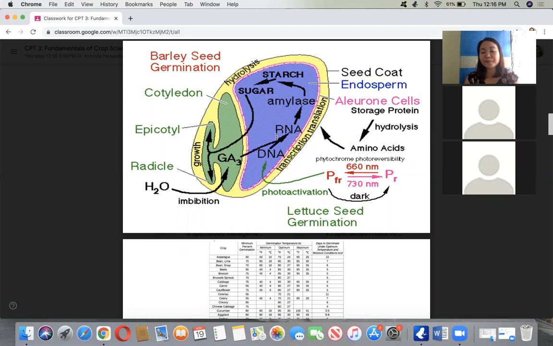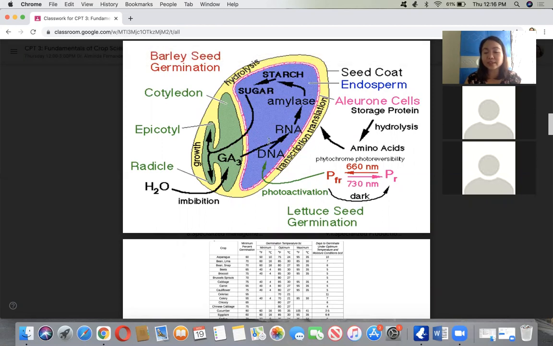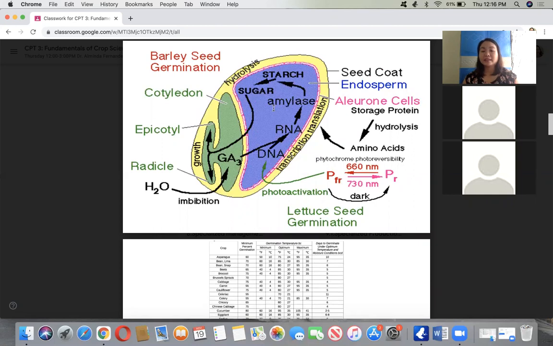So again, this is the seed germination metabolic process, what is happening inside the seed. In the case of barley, it goes with the usual among other plants. All plants do not need light in order to germinate. That's why we just cover them with soil or keep them at room temperature. Yes, because it doesn't really need light. But in the case of lettuce, it needs light in order to germinate because of photoactivation.